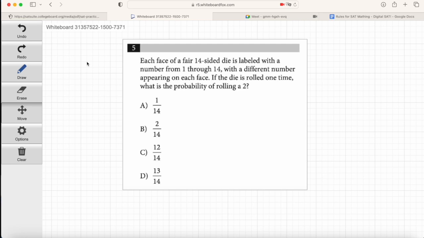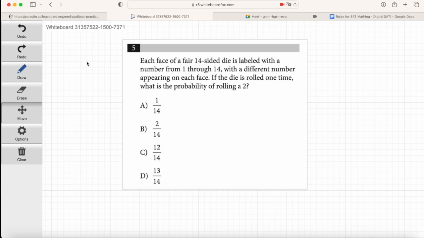Each face of a fair 14-sided die is labeled with a number from 1 through 14, with a different number appearing on each face. If the die is rolled one time, what is the probability of rolling a 2? Ooh, what are we solving for here, Tanner? We are solving for a probability for a 2, which could be a percent, a fraction, a decimal.